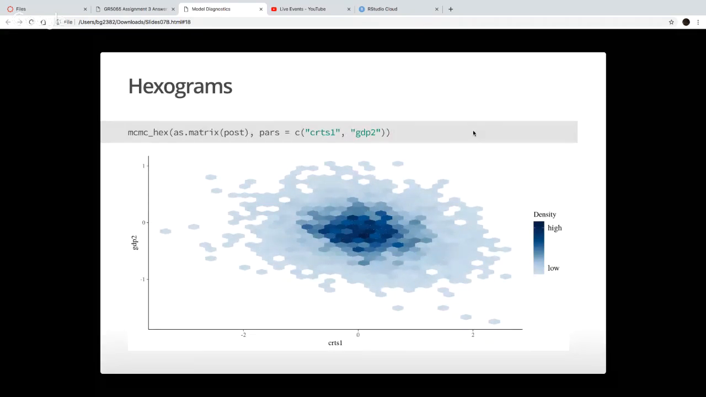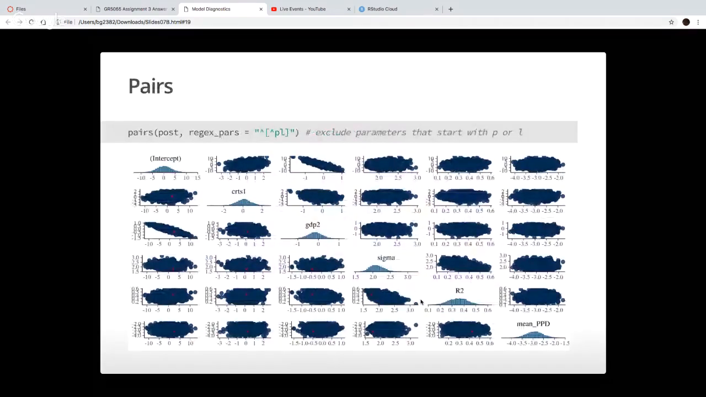These ggplots in 2 dimensions are known as hexagrams, so they're really just squares that are filled in different colors to indicate more density in bivariate margins of a posterior distribution. Better, in my opinion, is the pairs plot. This is in rstanarm and in Stan, where you can look at a bunch of bivariate margins simultaneously.